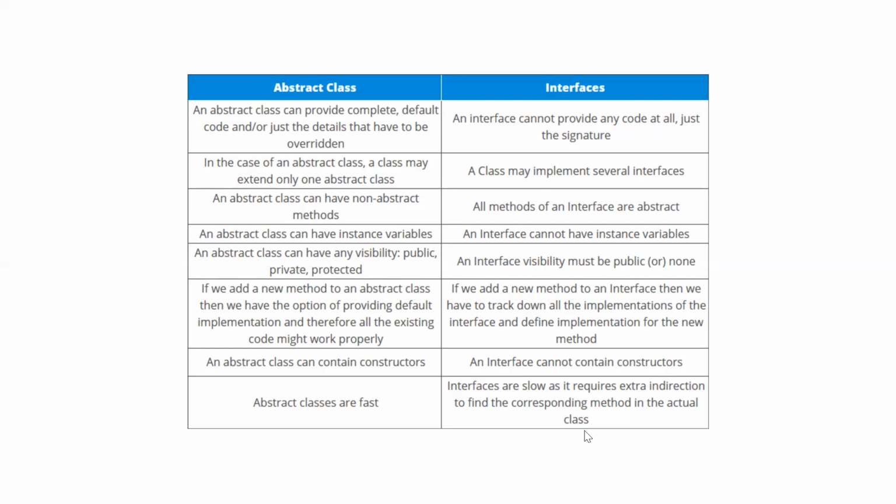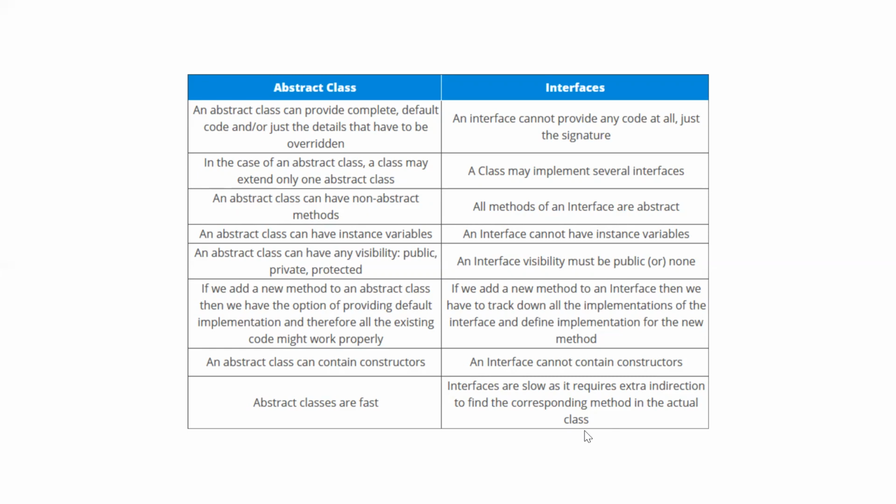Abstract classes can have non-abstract methods, that is, concrete methods, whereas all methods of an interface must be abstract. An abstract class can have instance variables, meaning we can give local variables and initializations there. An interface cannot have instance variables; its variables are final. An abstract class can have any visibility like public, private, protected, whereas interface visibility must be public or none. If we add a new method to an abstract class, we have the option of providing a default implementation, and therefore all the existing code might work. If we add a new method to an interface, we have to track down all the implementations of the interface and define an implementation for the new method.